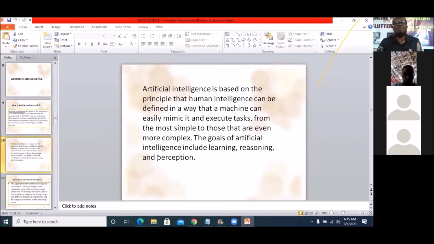Artificial intelligence is based on the principle that human intelligence can be defined in a way that a machine can easily do what? Mimic it and execute tasks, from the most simple to those that are even complex. So we're going to start from simple things, like telling a machine to identify between A, B, C, D, 1 and 2. Then the machine will now be able to tell you, when it sees a cat, it will tell you this is a cat, this is a rat, or this is a dog.